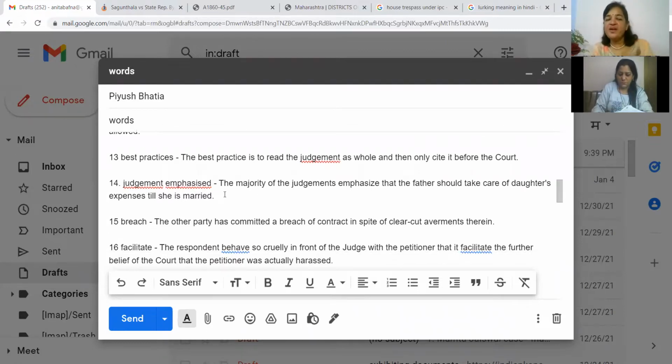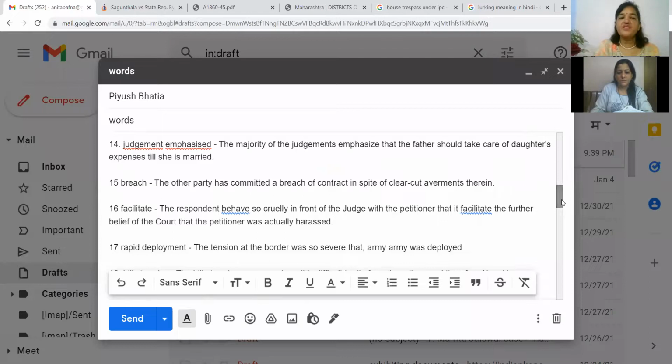Judgment emphasize. This is the common word you will be finding in few of the judgments when you read on the websites. The majority of the judgments emphasize, जोर देते, that the father should take care of daughter's expenses till she is married. Breach. The other party has committed a breach of contract. Very simple word. In spite of contract तोड़ा या contract broken नहीं बोलते, breach of contract. In spite of clear cut averments there. Averments या उसमें जो clauses थे.